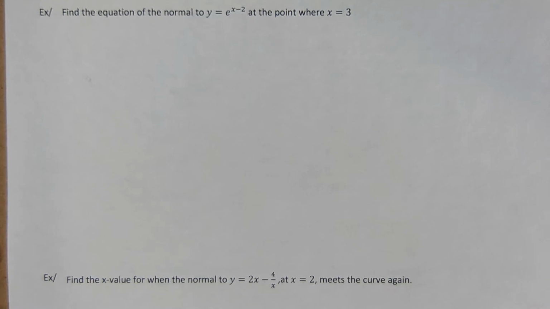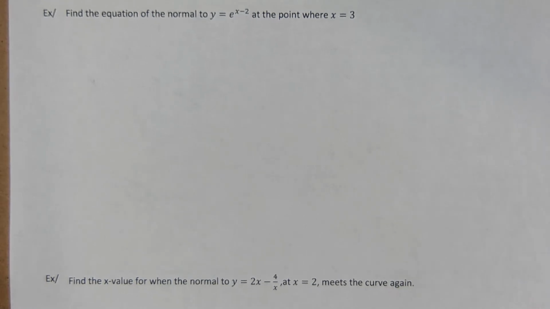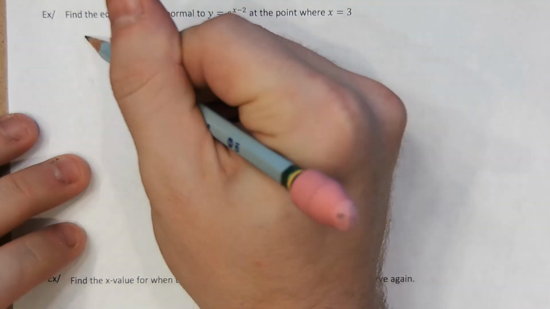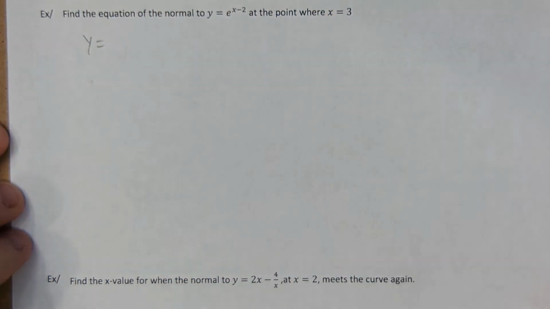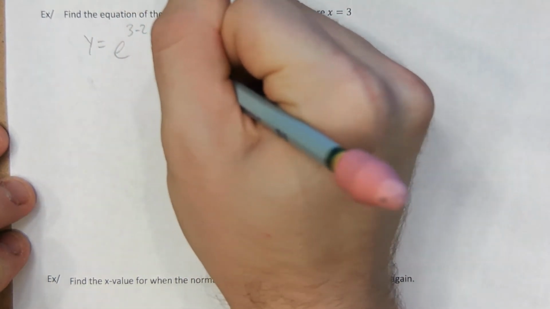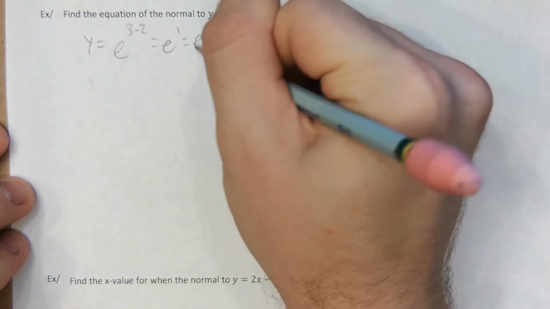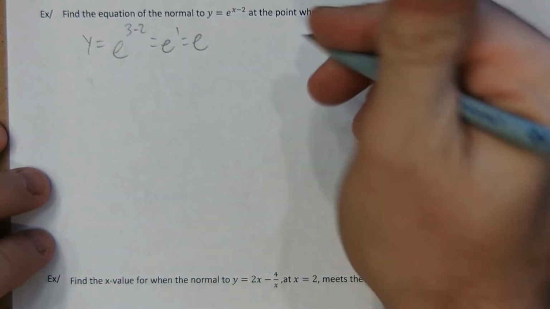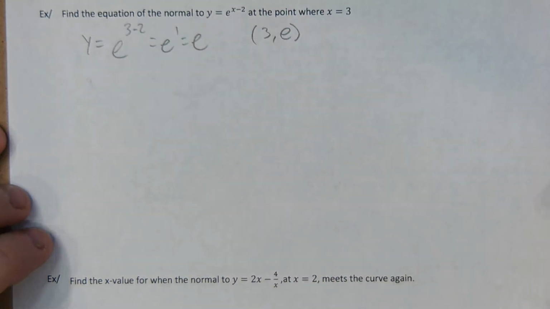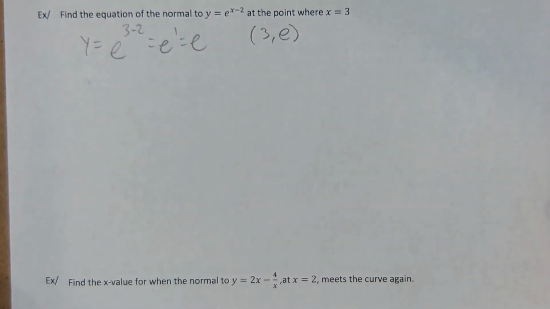Same exact directions, new curve, new x value. Find the equation of the normal to y equals e raised to the x minus 2 when x equals 3. Okay, first things first, we have an x, we need a y. So y equals, plugging in 3 is going to give me e to the 3 minus 2, which is e to the first, which is just e. How about that? Our coordinates are 3 comma e. Remember, e is a number. It's not pretty, but it is a number.